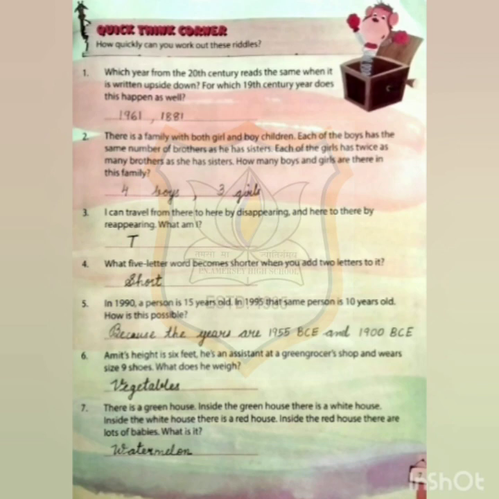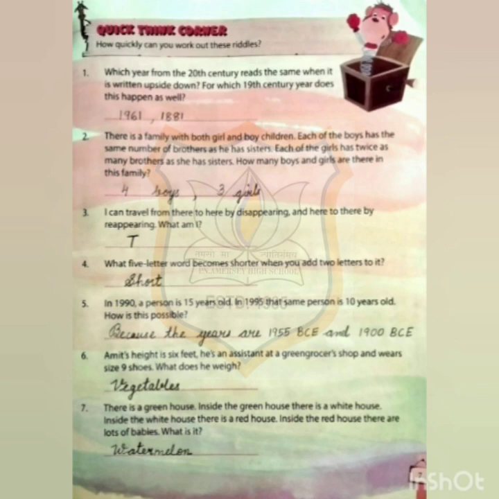So, we have to find out the year from the 20th century which reads the same when it is written upside down. And for which 19th century year does this happen as well? There are 2 years, and when written upside down, both remain the same. And the years are 1961 and 1881.